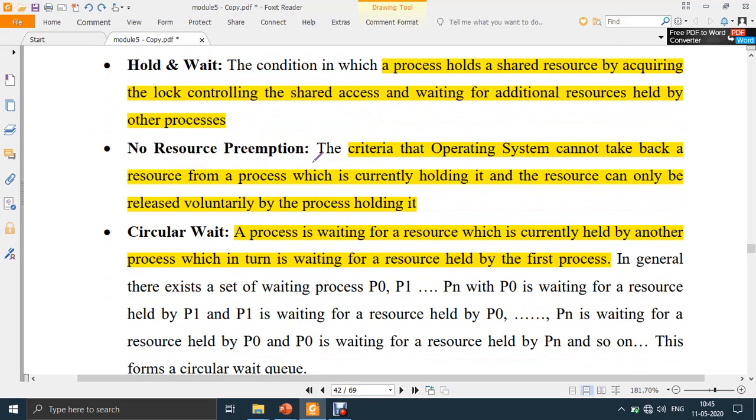Next is no resource preemption. This is one more condition. If there is no resource preemption, it will favor deadlock. What do we mean by no resource preemption? It means an operating system cannot take back a resource from a process which is currently holding it.